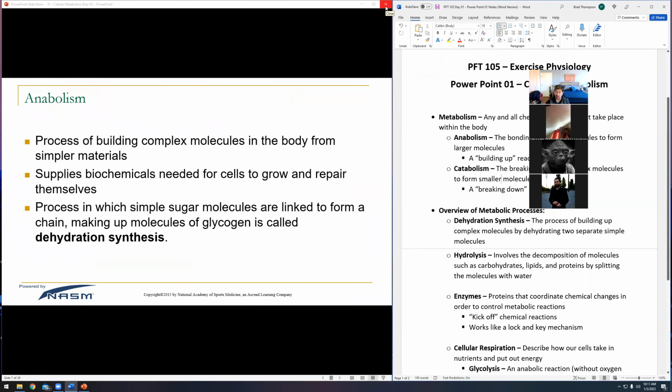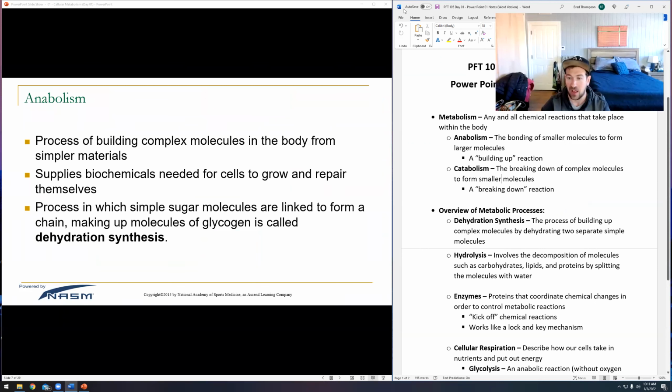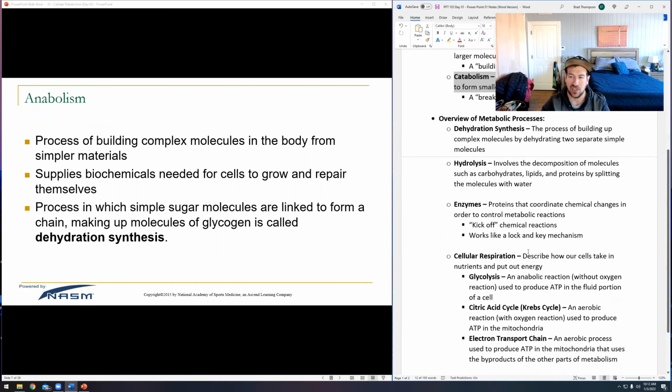All right, let's go ahead and talk about how this actually happens. So, like I said, metabolism is going to be made of anabolic and catabolic reactions, right? Anabolic stuff builds stuff up. Catabolic stuff breaks stuff down. So it goes from simple to complex, that's anabolic. If it goes from complex to simple, that's catabolic. So how the heck do we actually get that to happen?